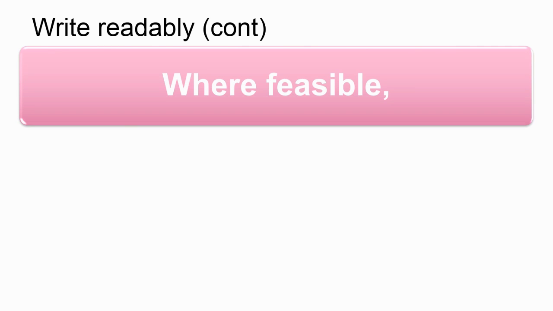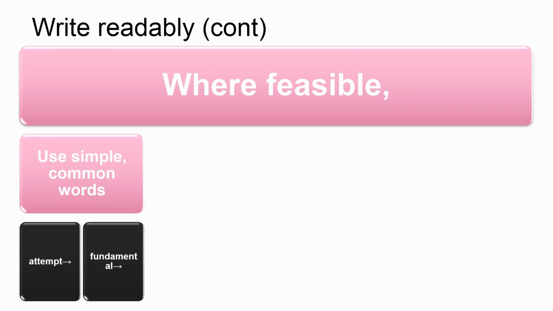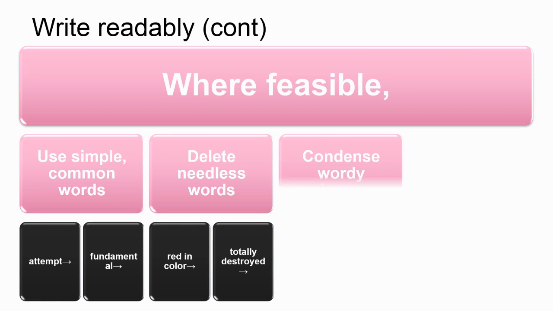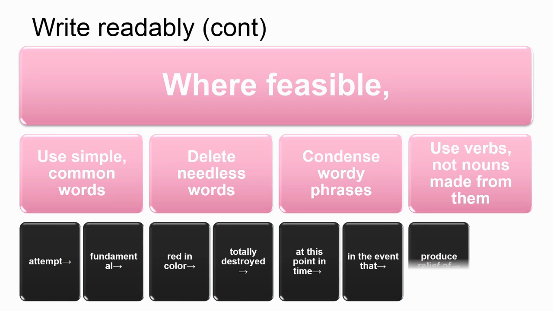And readability is continued once again here. It's because it's more important. See, whatever you write, it should be feasible. Something which you are writing that is not feasible comes under pseudoscience. And you use simple and common words. Don't hide the meaning of the words behind jargon. Delete needless words and condense the words and phrases.